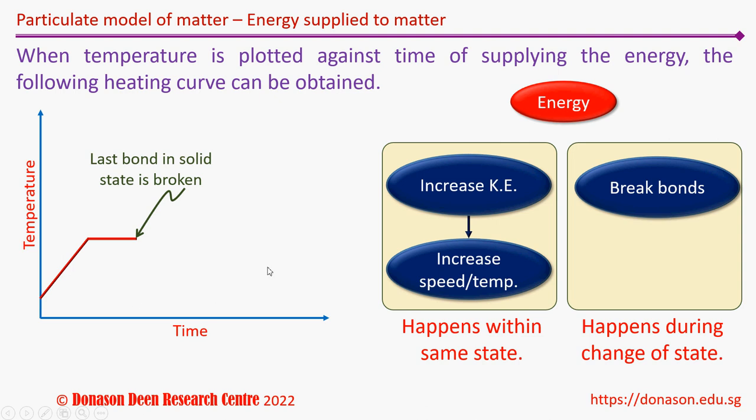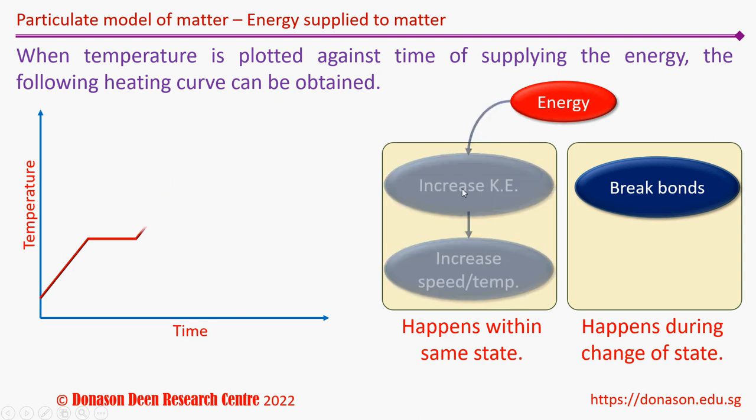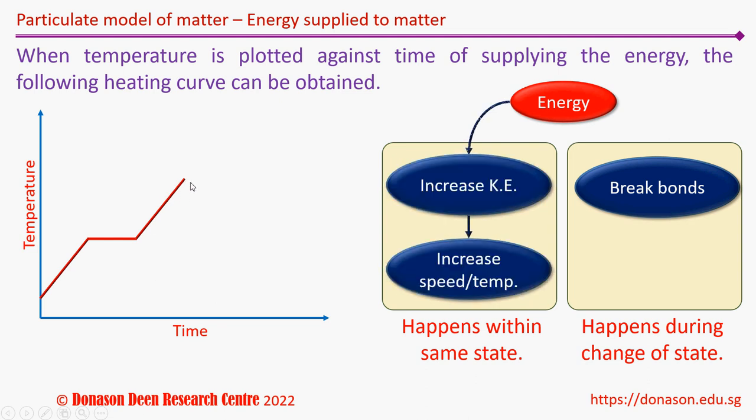And what happens if we do not stop supplying the energy? So the energy is now going to increase the kinetic energy once again, and of course this in turn is going to increase the speed as well as the temperature, and that's the reason why you can see the temperature of the substance begins to go up because of the increase in the speed, which is due to the increase in kinetic energy, which is due to the energy that we supplied.